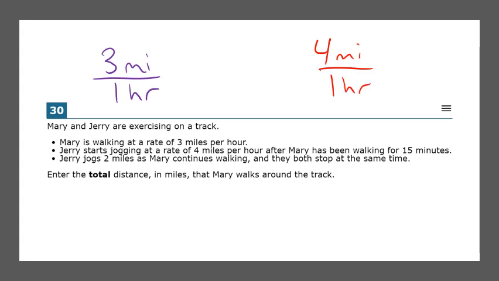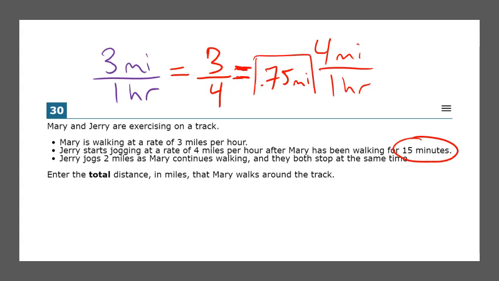Third point says Jerry jogs 2 miles as Mary continues walking. They both stop at the same time. It says enter the total distance in miles that Mary walks around the track. So the first piece of information we're given is that Mary has been walking for 15 minutes already. So how far does Mary walk in 15 minutes? If we think about this, 15 minutes is a quarter of an hour. So if I wanted to figure out how much she was able to walk in a quarter of an hour, all I need to do is divide 3 by 4. So she walks 0.75 miles in that 15 minutes.